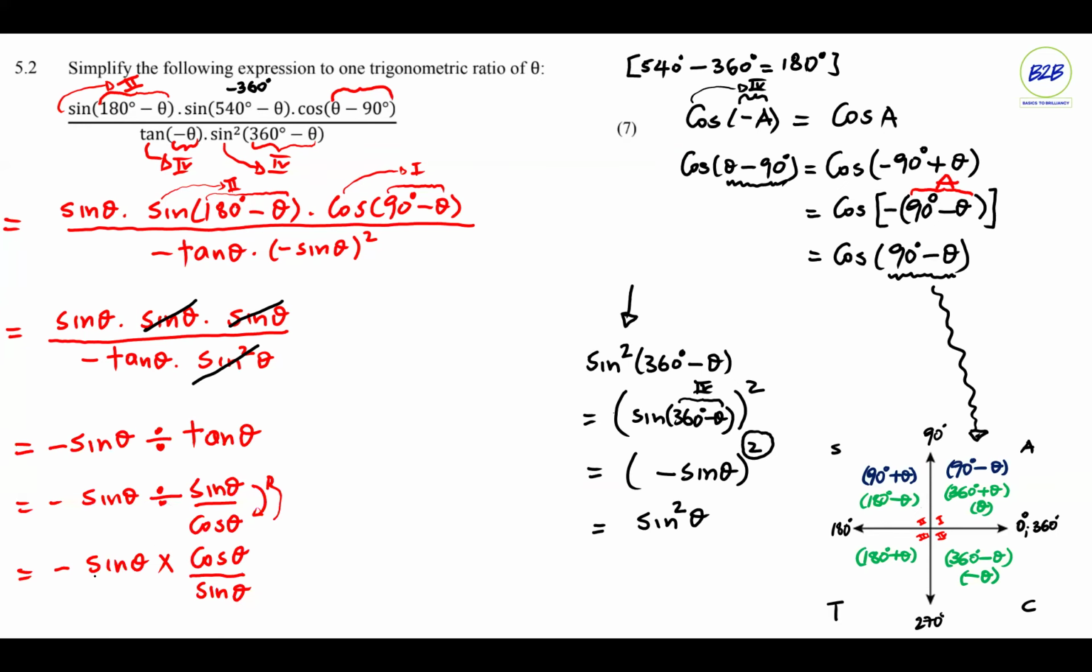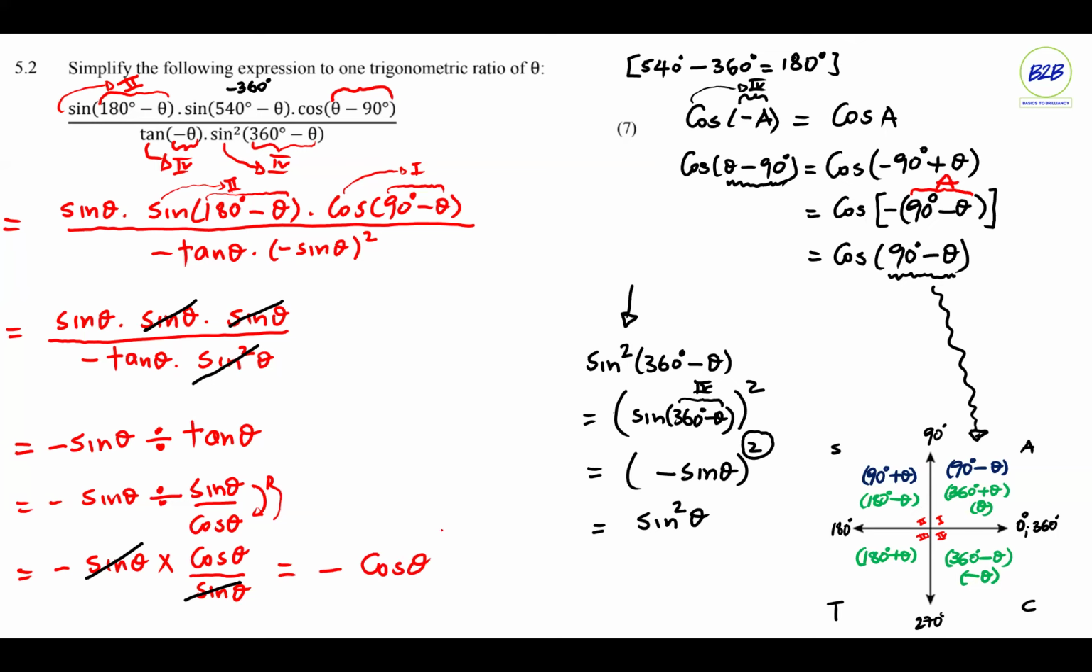Then it's easy to see that the sine and the sine will cancel one another, and voila, we are left with negative cos theta. That is how it goes, folks. That is how it goes. All right.